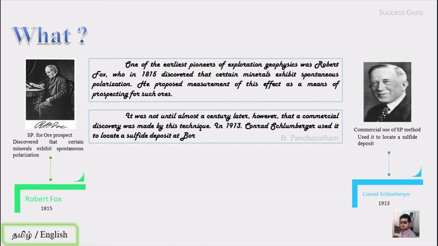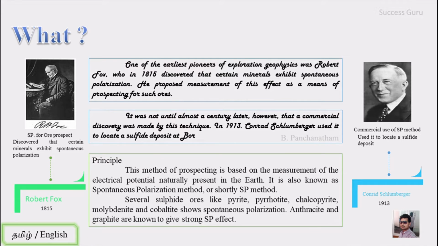So let us see the basic principle of this method. This method of prospecting is based on the measurement of the electrical potential that is naturally present in the earth. It is also known as the spontaneous polarization method, or shortly the SP method. There are several sulfide ores like pyrite, pyrrhotite, chalcopyrite, molybdenite and cobaltite that show spontaneous polarization. Not only that, anthracite and graphite are well known for their SP value.